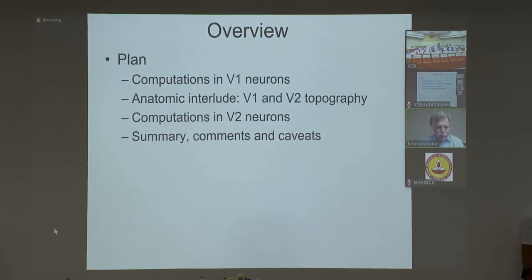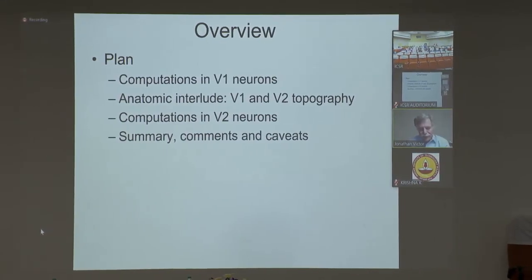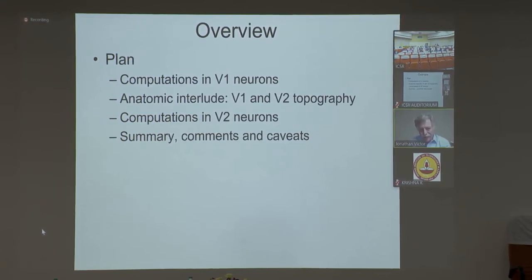So the plan in overview is to talk about, as the title says, the first couple of stages of processing in visual cortex, in visual areas V1 and V2, to spend most of the time talking about V1, which is the initial stage, primary visual cortex, to take a little bit of a break and to talk about the anatomy of V1 and V2, and that will set us up for some expectations about what might happen in V2, and then to conclude with some comments and some free advice.